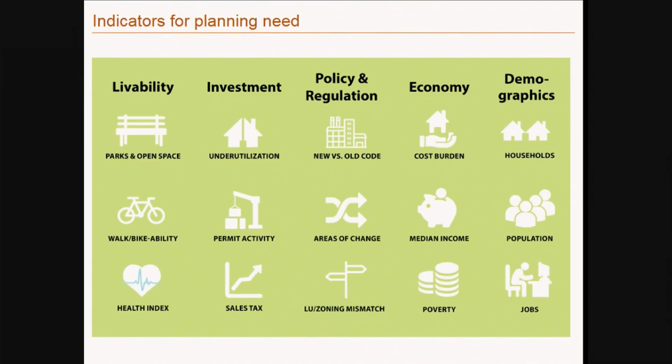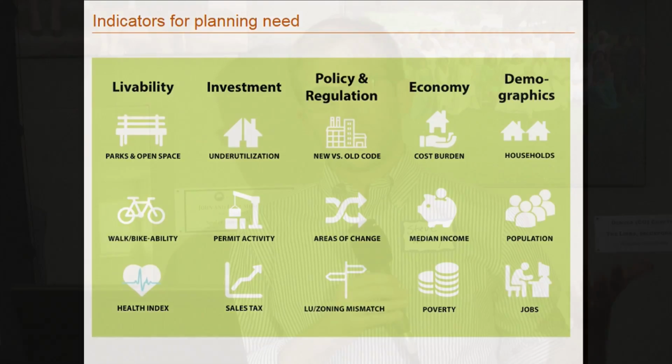So for example, a neighborhood that has very poor access to parks and open space, poor walk and bikeability, and the high death rates, high childhood obesity rates, not scoring well in this combination of health indicators, there's a higher need for that neighborhood to get a plan. Same with investment, considering underutilization of land, that typically if the land is more valuable than the building, then that's an indication that that building might get scraped and something may change there.